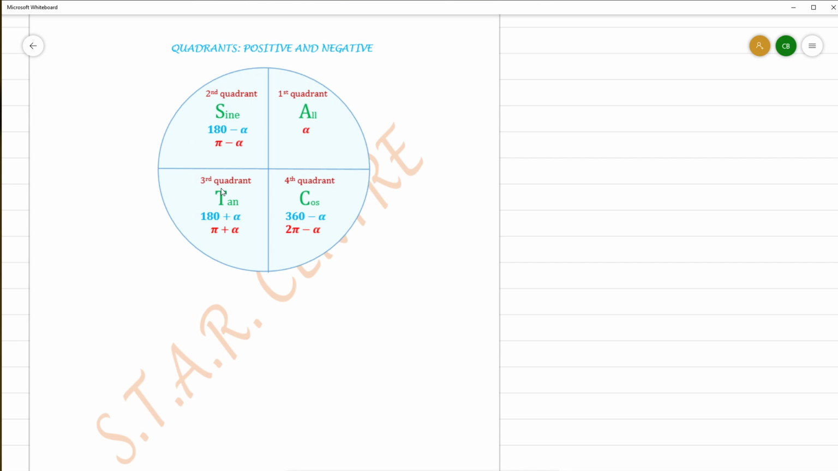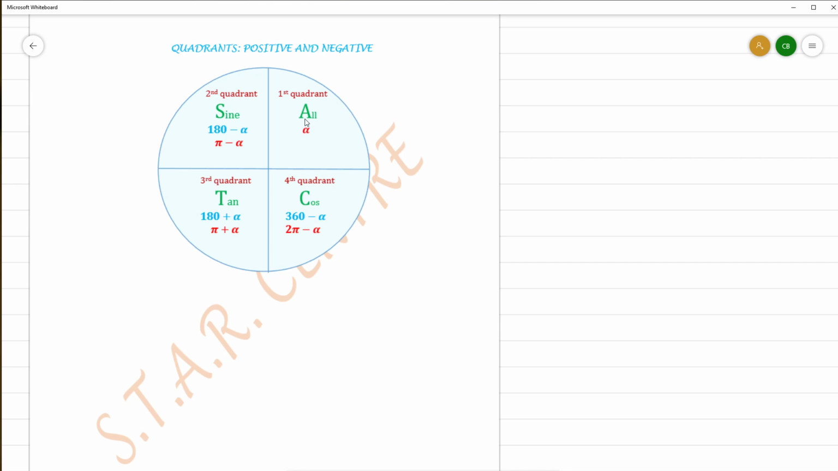The third quadrant, only tan is positive, which means the other two functions, sine and cos, would be negative here. And then we have our fourth quadrant, in which cos only is positive, so therefore the other two, which is sine and tan, would be negative here. So this written in green indicates which functions are positive in these quadrants. Whichever functions are not listed means that it's negative there.